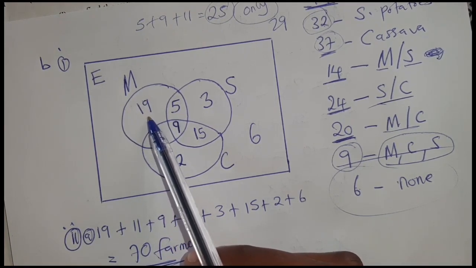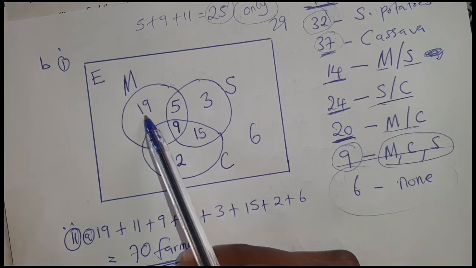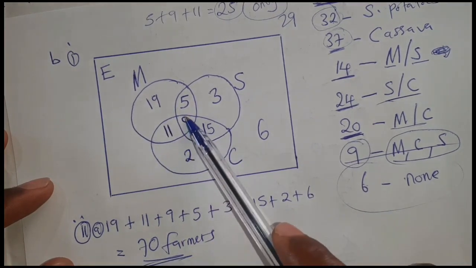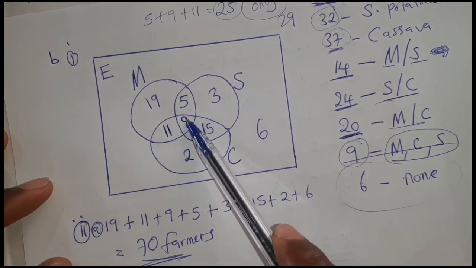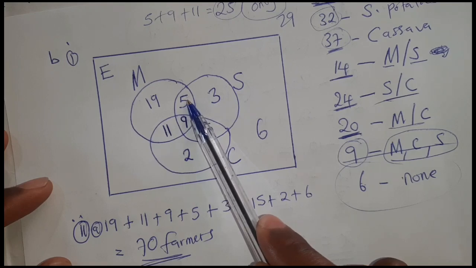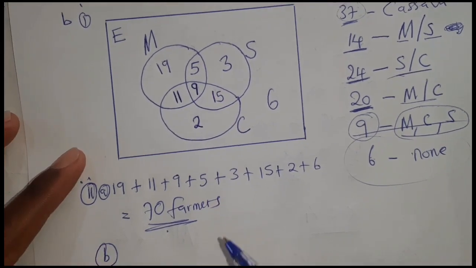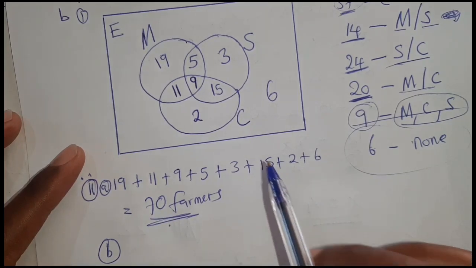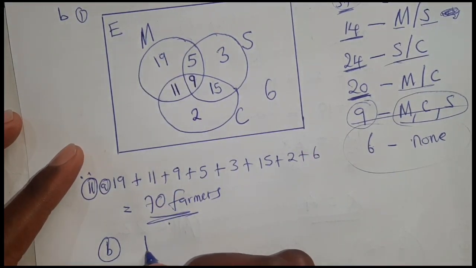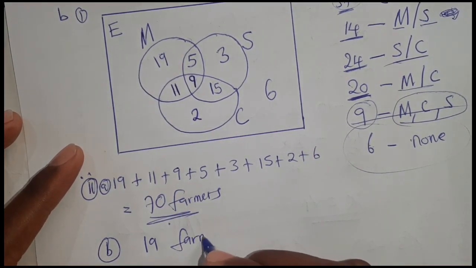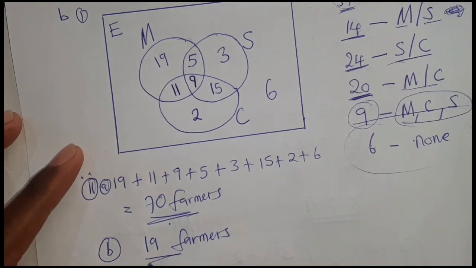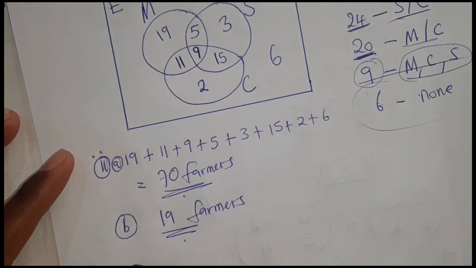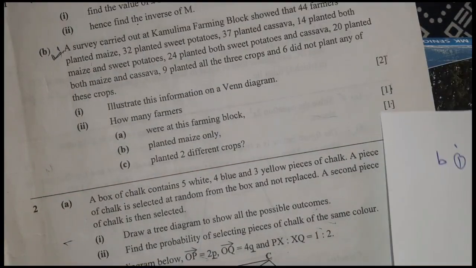If they just said how many farmers planted maize, we are going to add 19, 11, 9, and 5. But now because they've used the word only, it means we only get those that planted specifically maize, and they were just 19. So 19 farmers. Okay, that's your answer. We'll go for the last one.